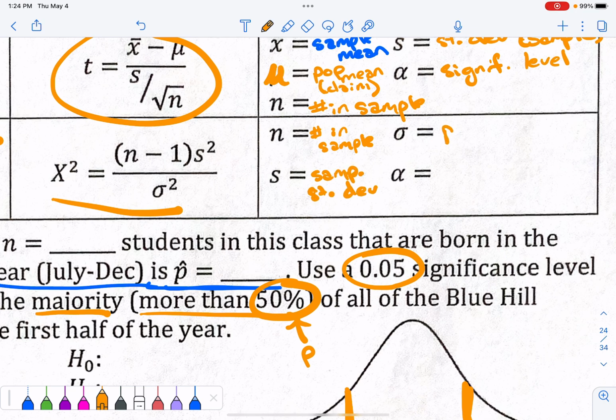Okay, this guy is going to be your population standard deviation. So that's your sigma, the circle with the hat on him. That's going to be the one from your claim. The population always has to do with what you're claiming, what you're comparing against. And then this is the significance level, which on all of these is 0.05, I've just said.